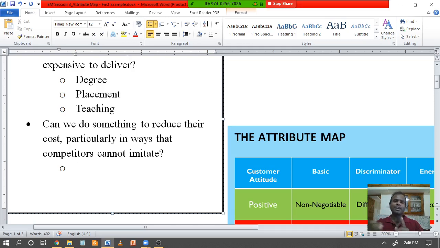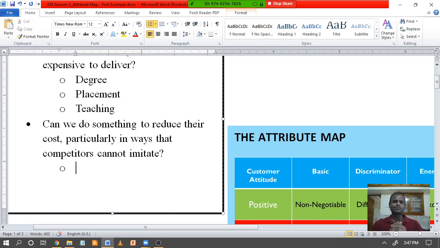For example, they are giving you facilities, faculties, infrastructure, software, they are making so many provisions for you, right? So there are so many expenses involved in giving you that degree finally, right? They have to conduct examinations. So now tell me, how can they reduce the cost in offering these three things, that is giving you a degree, giving you placement, and giving you teaching?